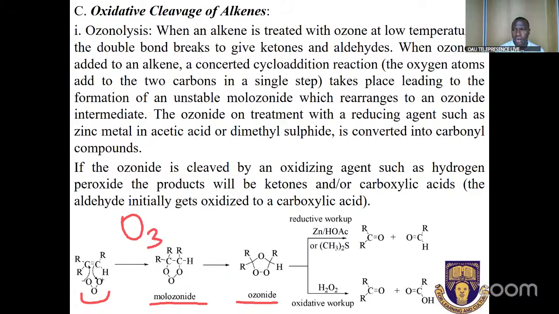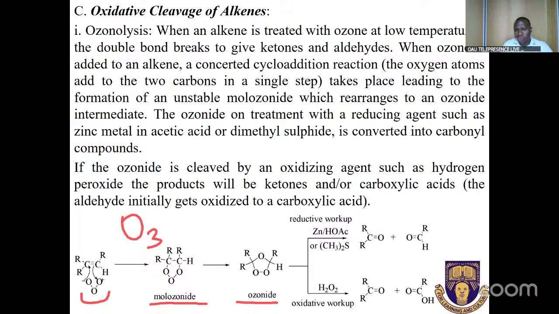Either you have what we call a reductive workup. In the case of a reductive workup, we use zinc in acetic acid, or dimethyl sulfide. If you use that, what you will have are carbonyl products, mostly the neutral carbonyl. So it's aldehyde or ketone, alkanone or alkanal. I think some of you are still used to the IUPAC naming.